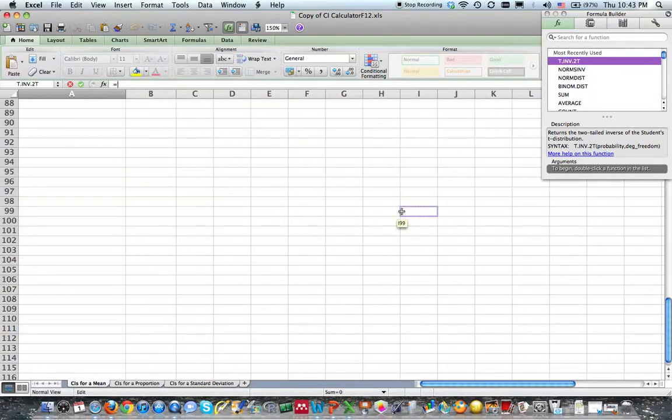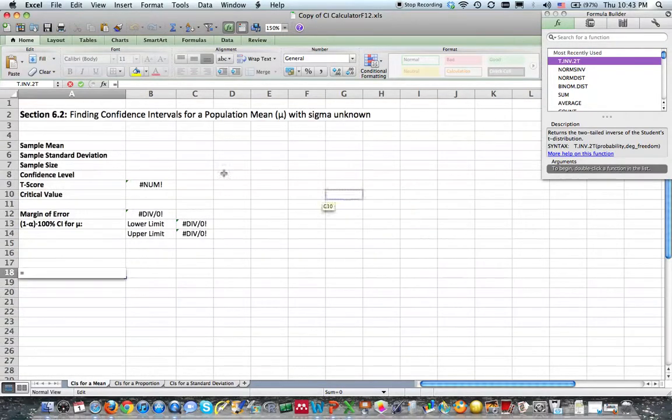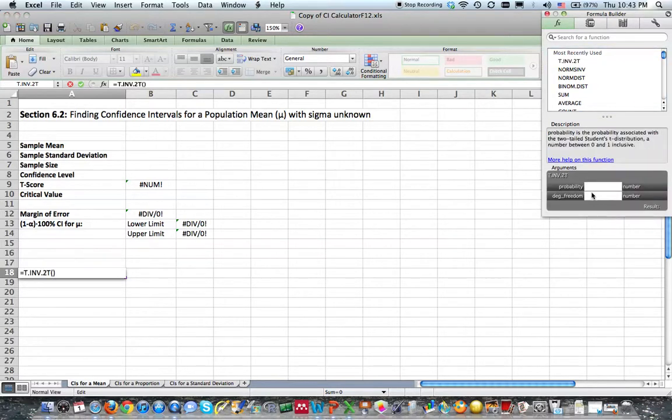So now I need to get back over here, and I'm going to find this, and so I'm going to do t.inv.2t, and then for my probability, it's 0.95. My degrees of freedom were 15. Now, one thing that's important is I forgot to put this 1 minus 0.95 here because we want the right tail. And so we get this 2.131.